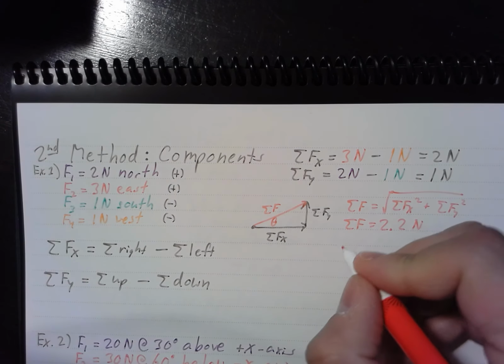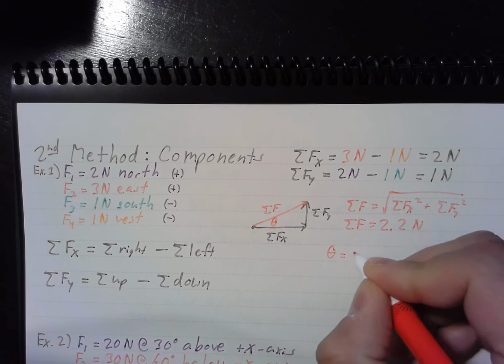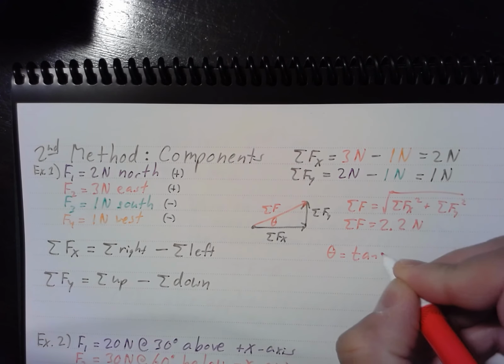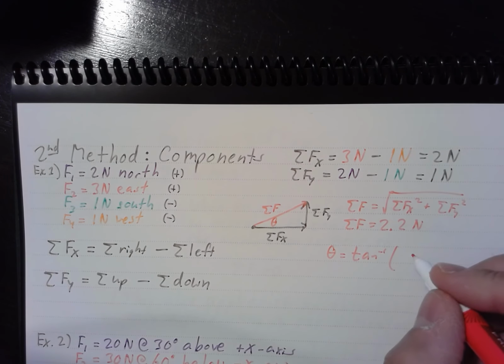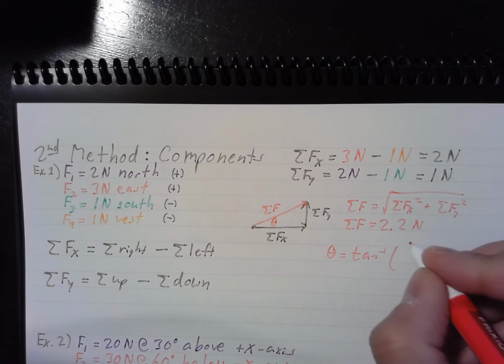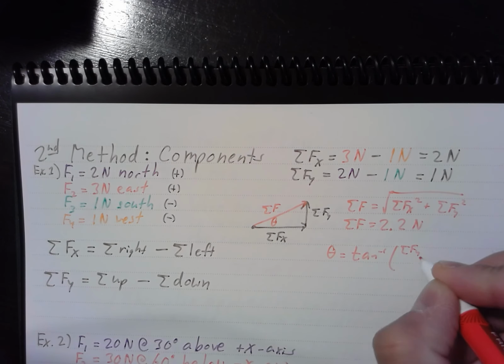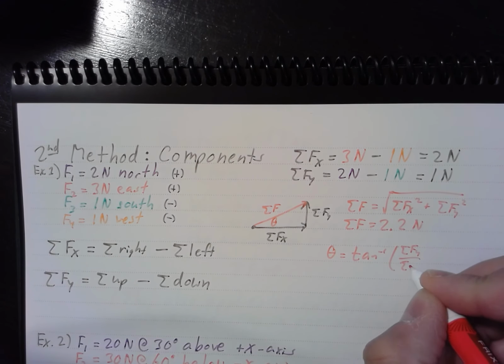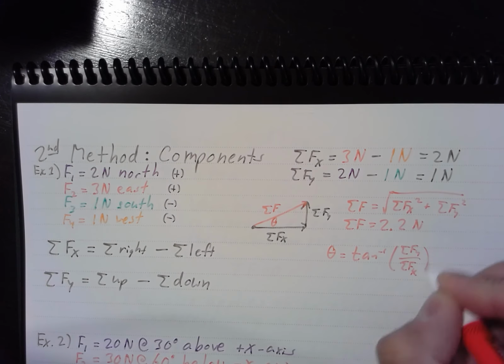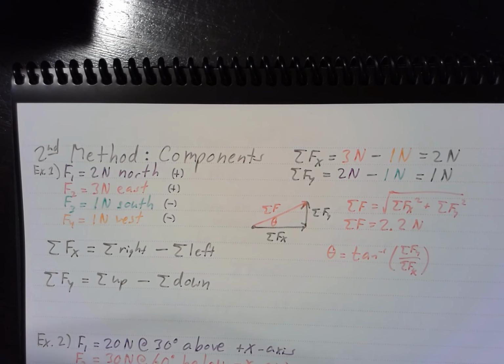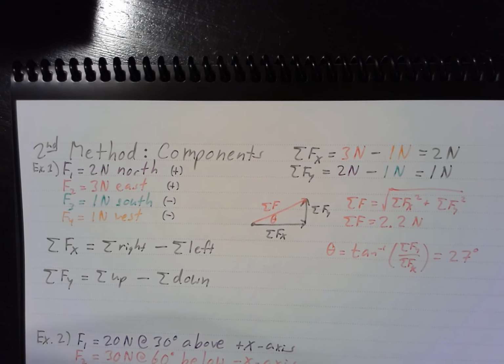And the last thing I can do is find the angle. I can use any trig function I want, but I'm going to use tangent. And it's going to be the net force in the y divided by the net force in the x. And so that's going to be the inverse tangent of 1 over 2. And so that's 27 degrees. I'll just round that to a whole number.